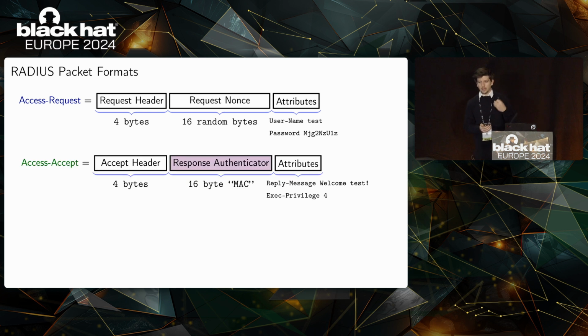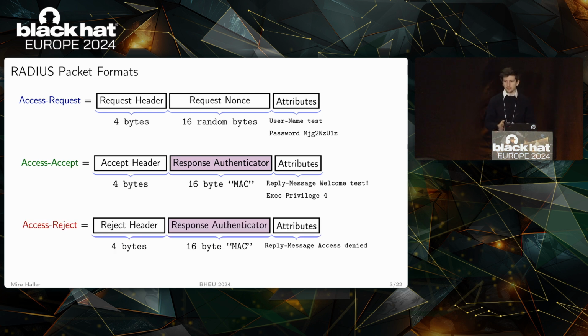The Access-Accept, which is one of the answers that the RADIUS server can send back, has a similar structure. It also has a header, but it now has a response authenticator instead of the request nonce. And this should prevent an adversary from forging responses of the server. It can also have attributes. These attributes can include, for example, what kind of privileges the user that is authenticated should be granted.